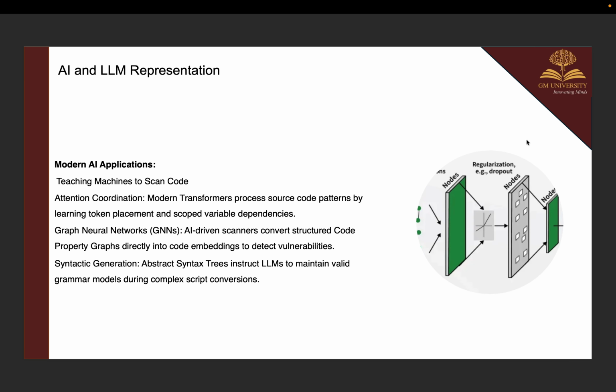When we come to AI and large language model (LLM) representation, in modern AI applications, teaching a machine to scan code with attention coordination, modern transformers process source code patterns by learning token placements and scoped variable dependencies. The graph neural network AI-driven scanner converts structured code property graphs directly into code embeddings to detect vulnerabilities. For syntax generation, abstract syntax trees instruct LLMs to maintain valid grammar models during complex script conversions.